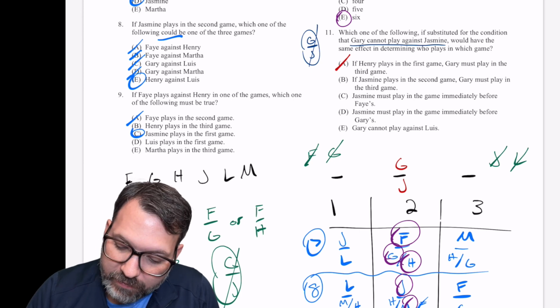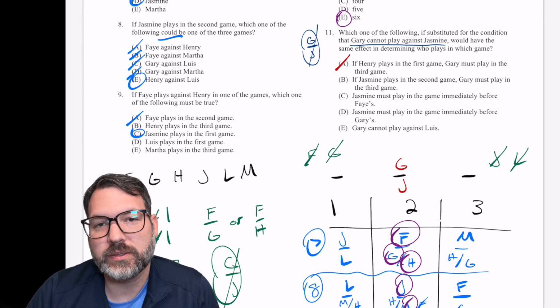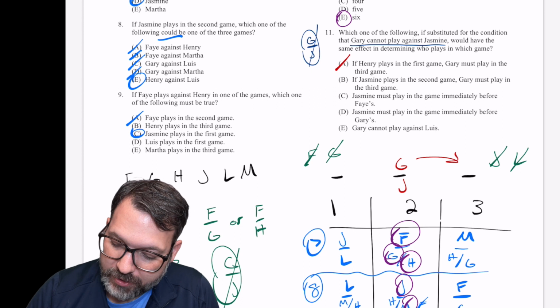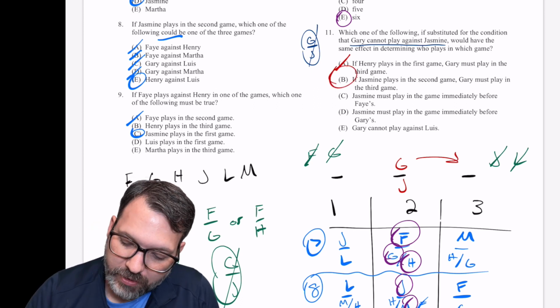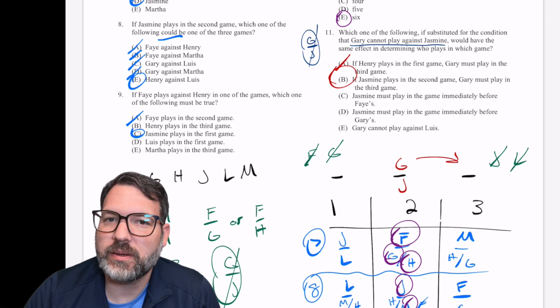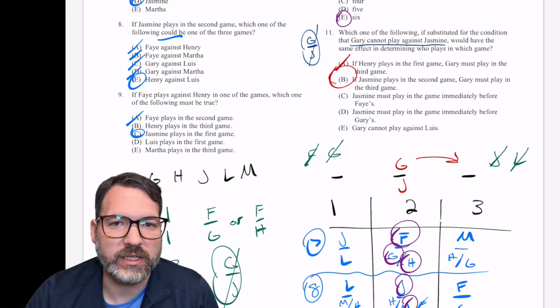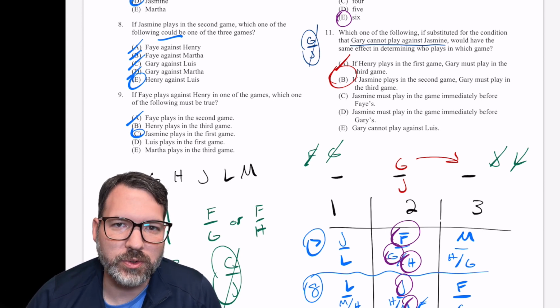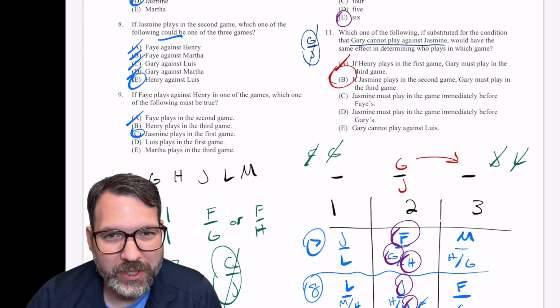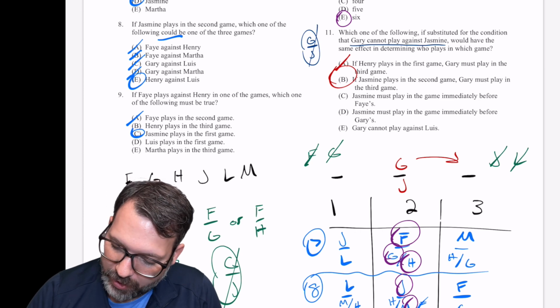But this says if Jasmine plays second, Gary must play third, and so that requires that when Jasmine is there in second, G moves over to 3. So I'm pretty sure that is going to be the answer here. Now, I would say because this is a little tougher, this is kind of an exception to my rule that says don't check multiple answer choices once you have found your answer. I'm not 100% sure this is the answer, so I might just quickly look at the others.